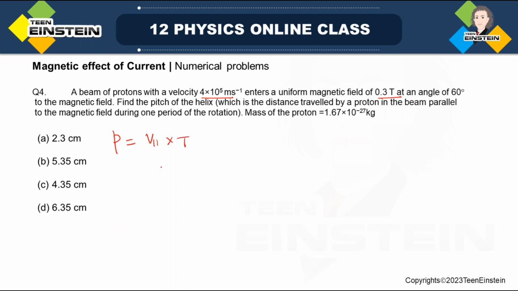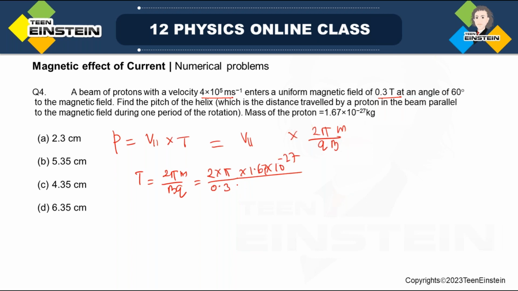I'm not doing the whole thing in great detail. The parallel component, you will get V by 2, so it is 2 into 10 to the power 5. And T will be 2 pi m by qB. So this is V parallel. We have to find out T, 2 pi m by qB, and multiply with this. B is 0.3, m is 1.67 into 10 to the power minus 27, and q is 1.6 into 10 to the power minus 19 coulomb.